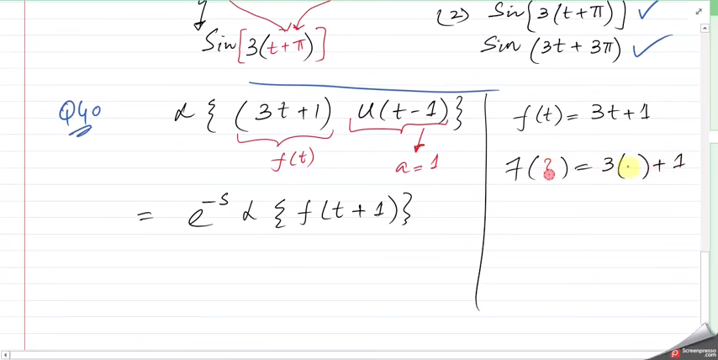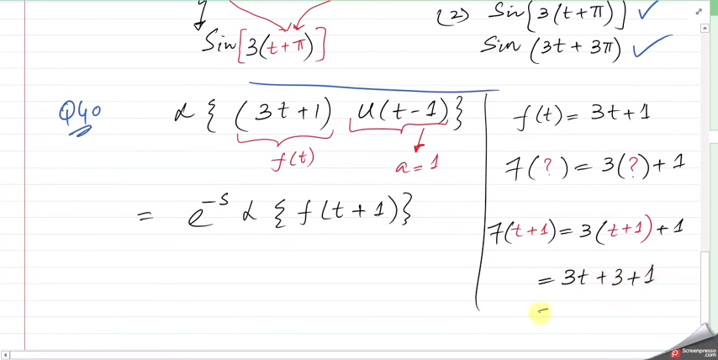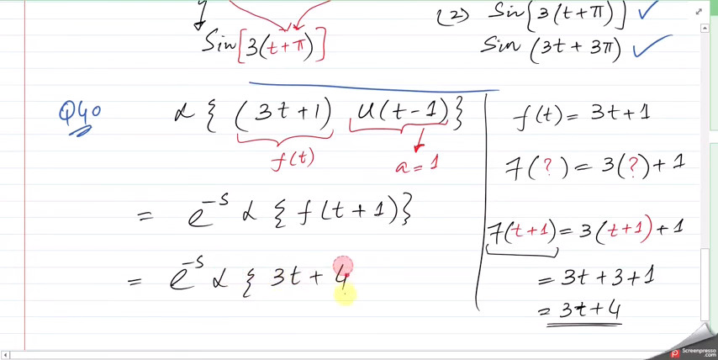Whatever we put here will replace here, and we are going to put t plus 1. We want to replace this t with t plus 1, and the plus 1 stays. Now we open the bracket, it gives 3t plus 3 plus 1, or in other words 3t plus 4. So our f of t plus 1 is 3t plus 4. That's what we are going to write: e raised to minus s, that is from the unit step, Laplace of 3t plus 4.